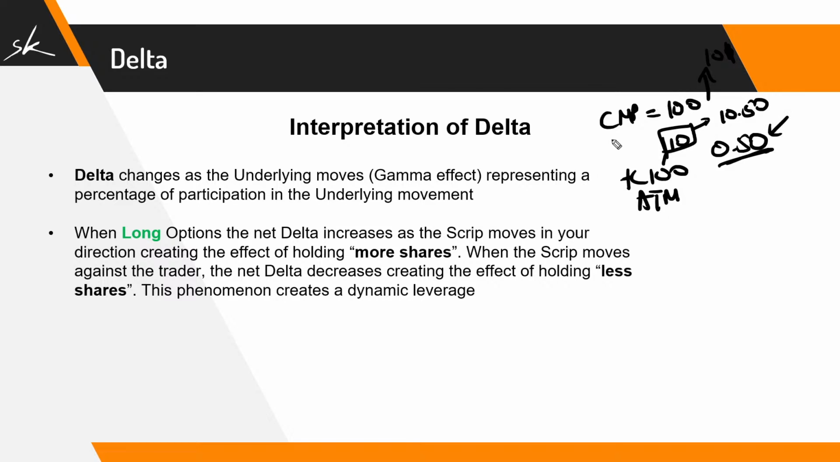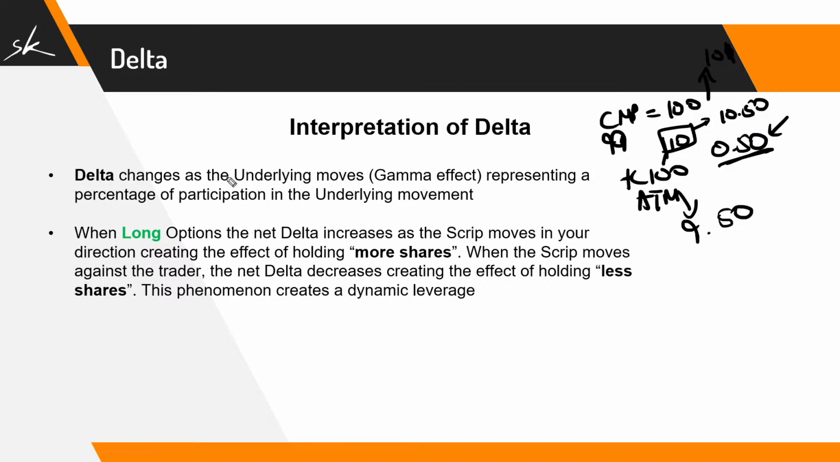Similarly, in case the underlying goes to 99, again, what is going to happen? Because it went 1 rupee down, this will not reduce from 10 to 9 rupees. This will only reduce by 50 paise because we have a 50% participation, and now this will become 9.5.